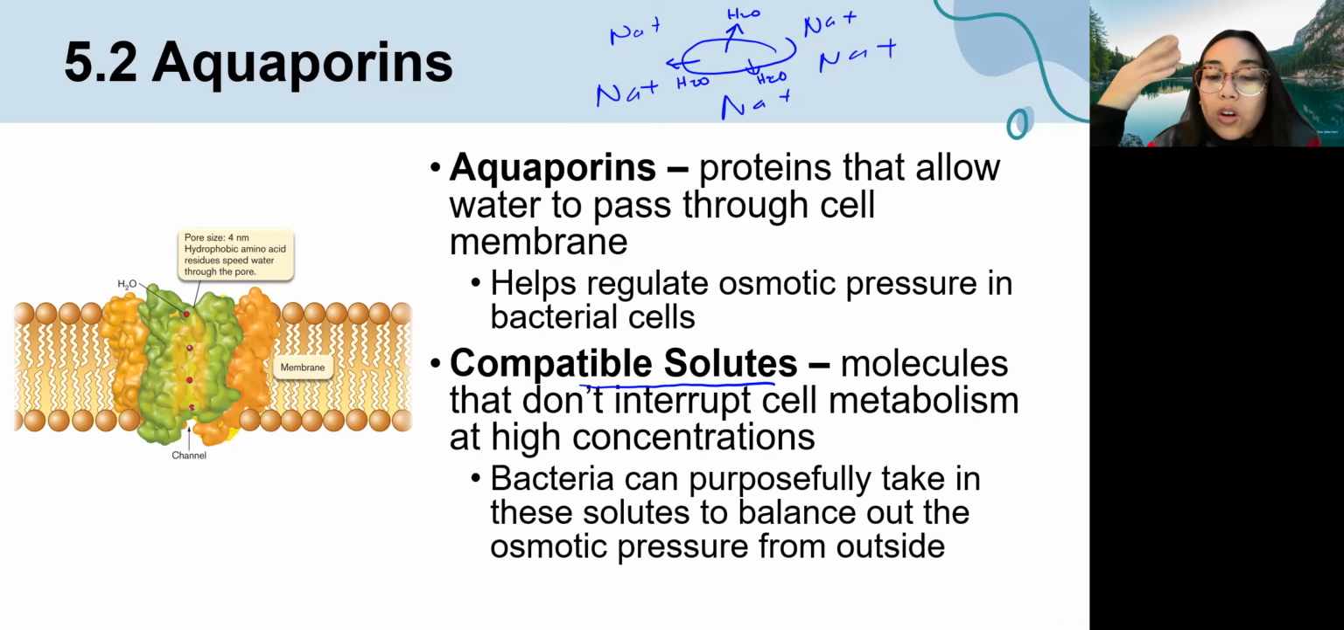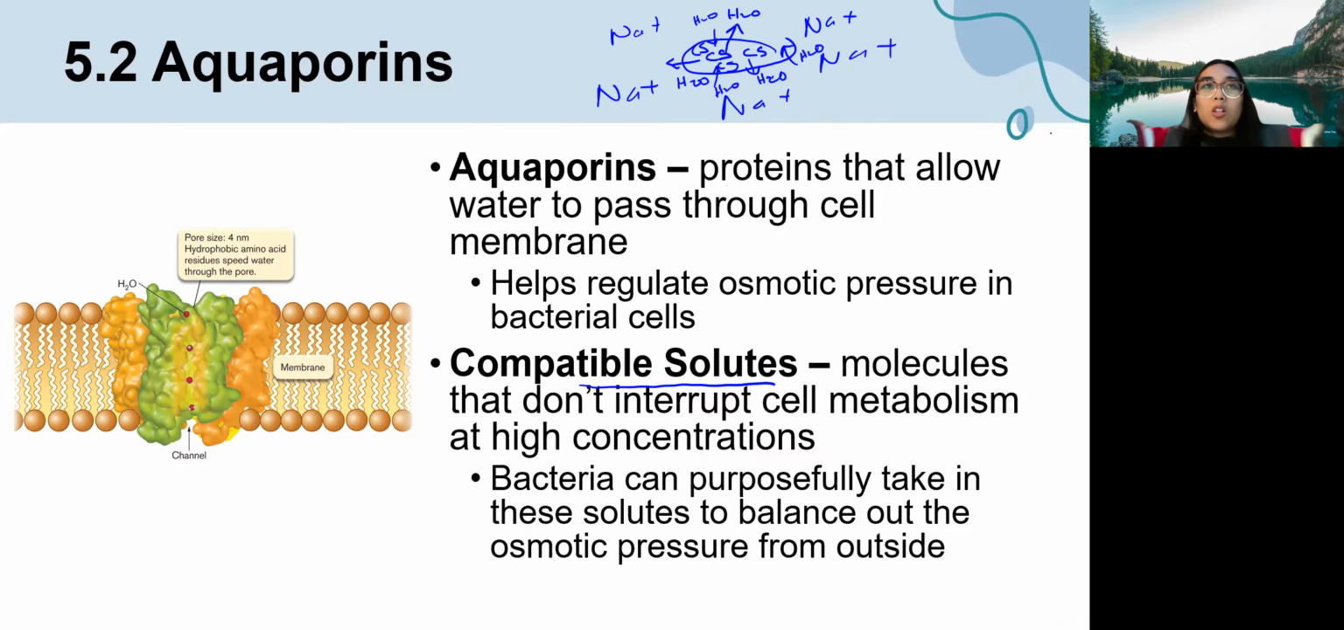These compatible solutes are really small molecules. I can't remember off the top of my head, but there's a few amino acids and some sugars that they can produce. So I'm just going to put CS for compatible solute, because there's a bunch of different types. If there's a bunch of compatible solutes inside, then the solute concentration outside and inside are balanced. And so now we've created, quote unquote, an isotonic solution. So then water goes back in, and now it's isotonic. It might not be perfectly isotonic, but at least it alleviates the situation. And so now some of the water goes back in.